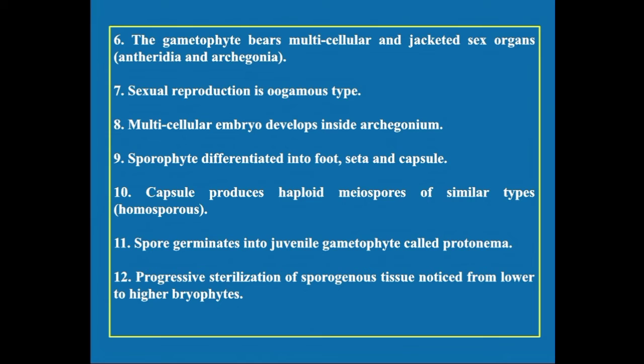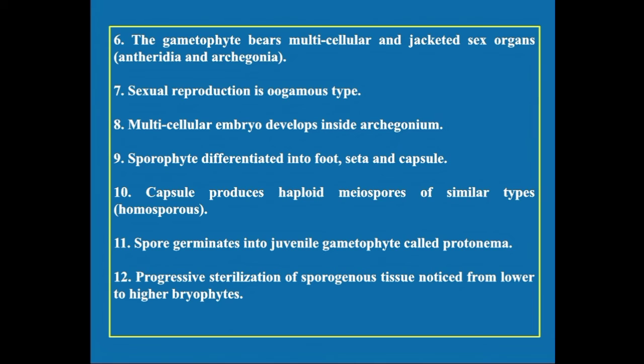After the fertilization, there is development of the embryo. Sporophyte is differentiated into the foot, seta and capsule. So after fertilization, there is development of the sporophytic plant body, which is differentiated into basal part called foot, elongated seta and capsule. Capsule produces haploid meiospores of similar types, that is homosporous. Means similar types or same types of spores are produced.